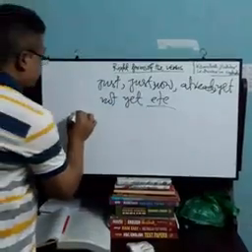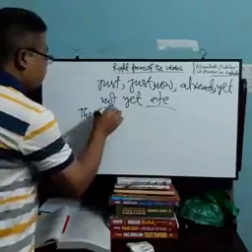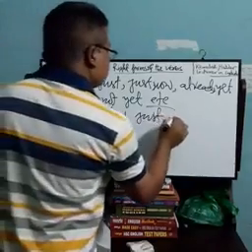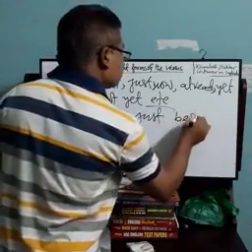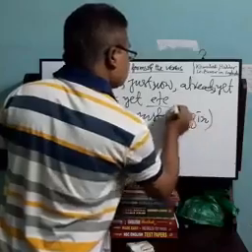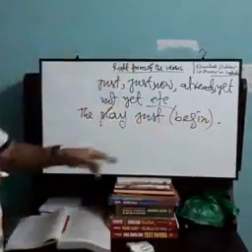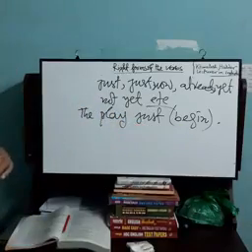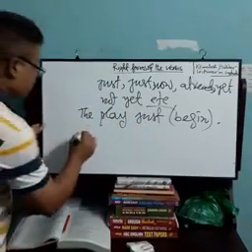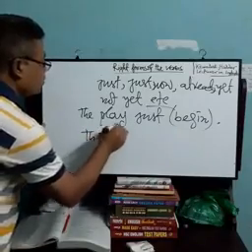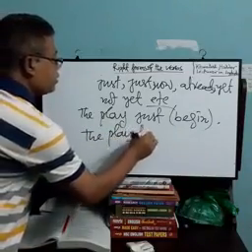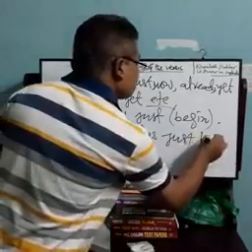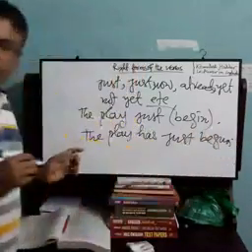Look, the play just begin. That verb is incomplete. So the complete verb and the complete sentence would be: the play has just begun. Okay?